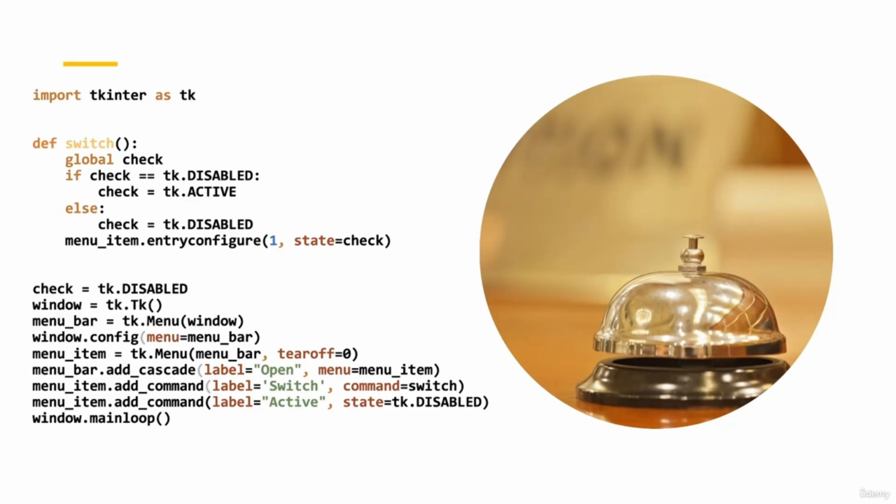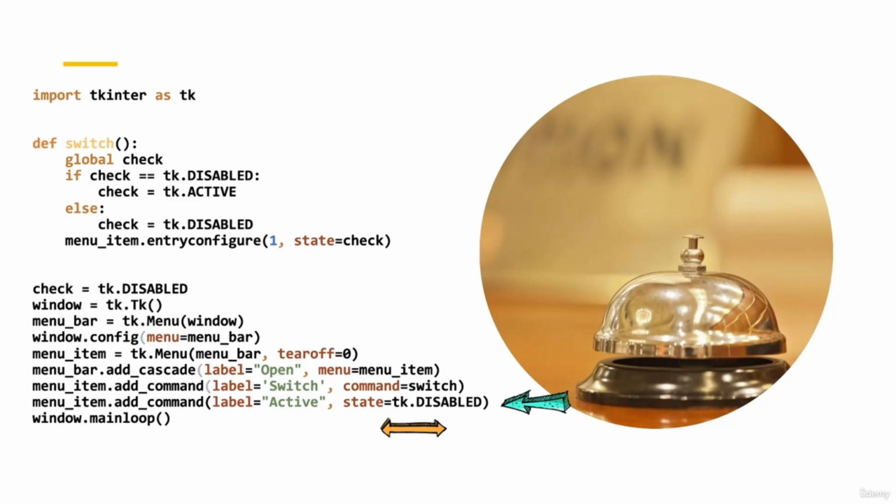After the creation of the window object and the main menu, we will create a cascade which will store two menu items. One will be titled switch, which will be bound to our callback, and the second menu item will be titled active, which will be disabled initially.